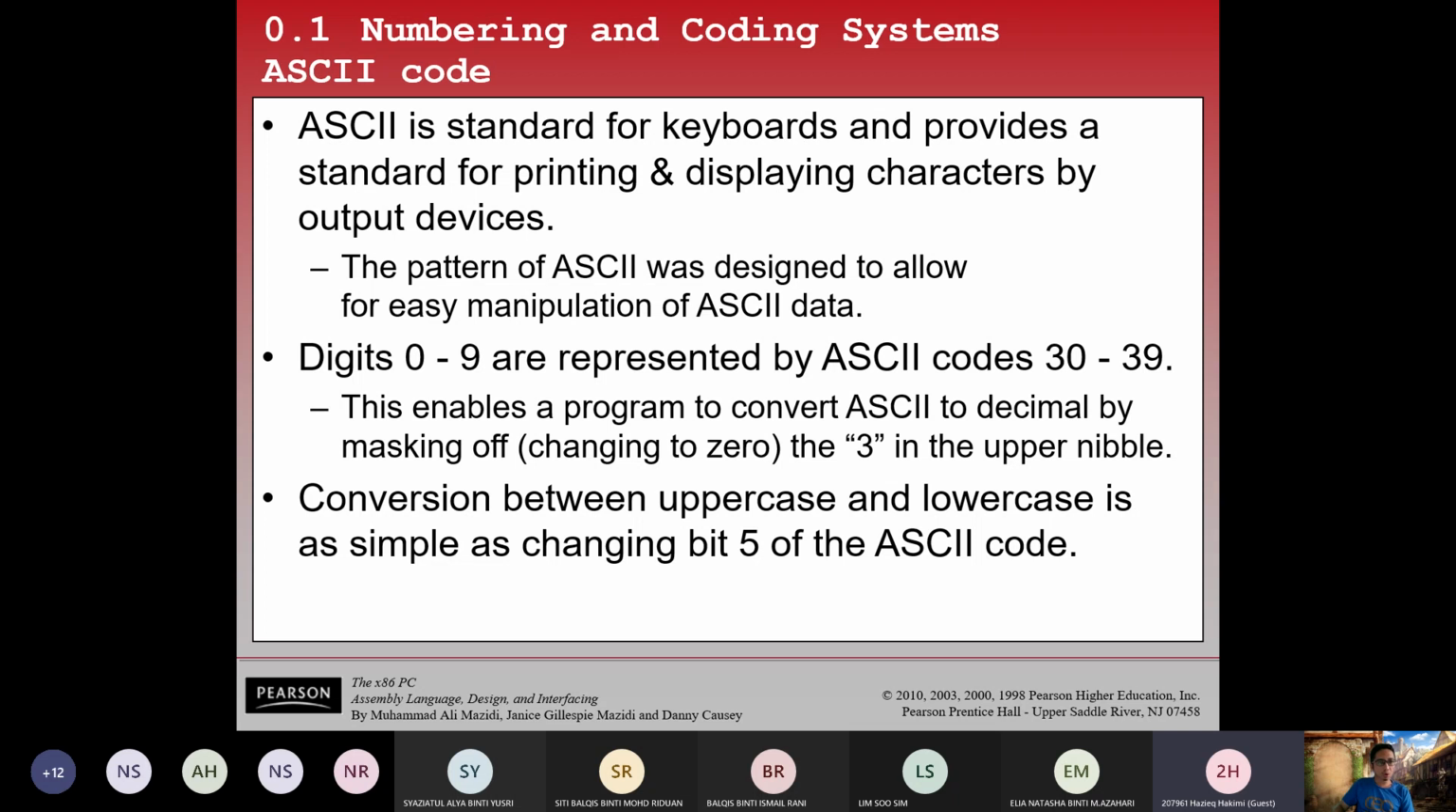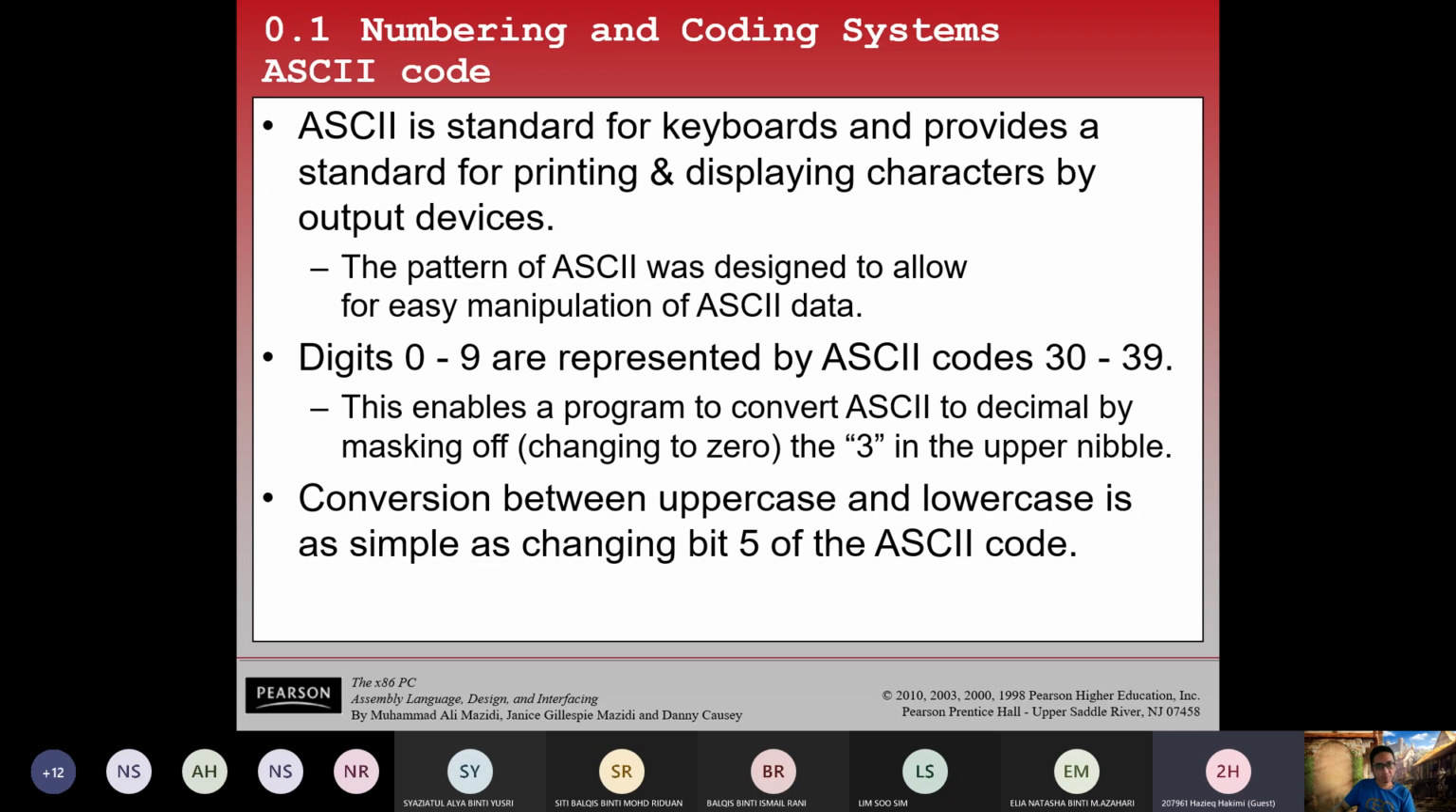This enables a program to convert ASCII to decimal by masking off. Masking off means we close, changing to 0 the 3 in the upper nibble. Let's say we have 3 1, so we mask this 3, so we don't see the 3, right? So it is equivalent to digit 1. Also for other digits as well. So this is the meaning of masking the 3.